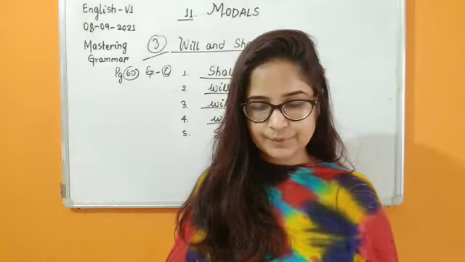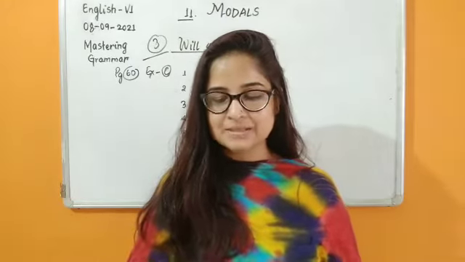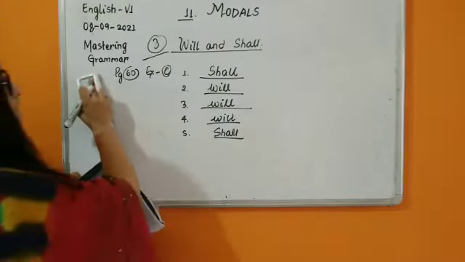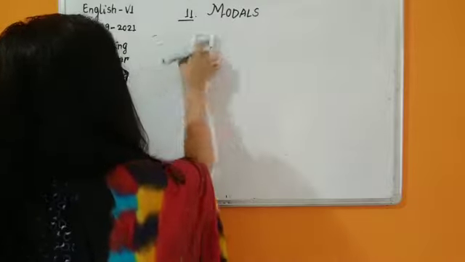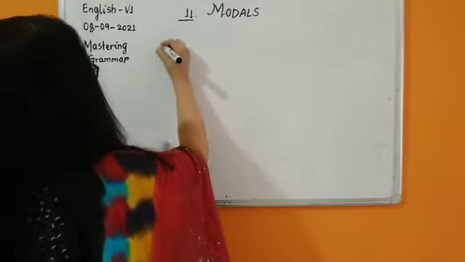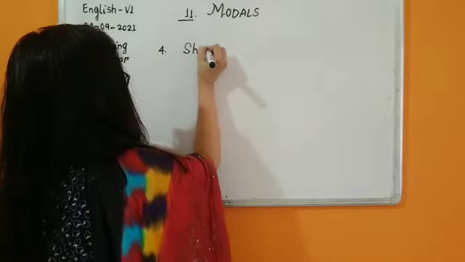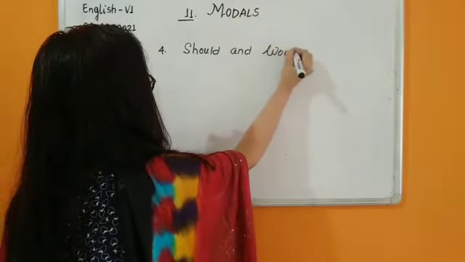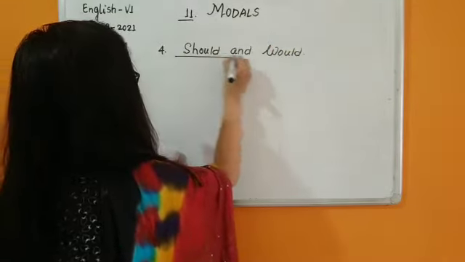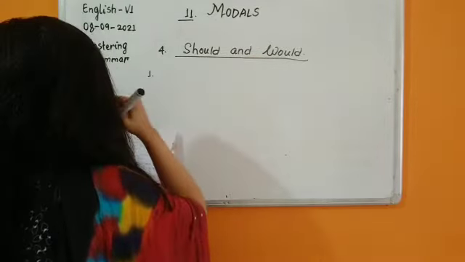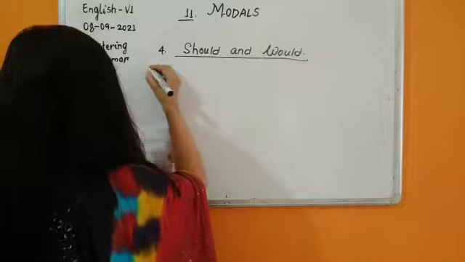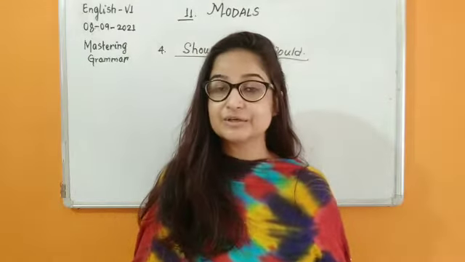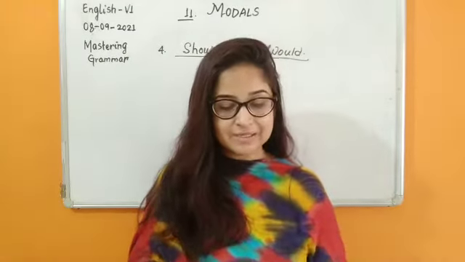Should is used as a past. I hope you have finished this, children. Should and would. Number 4. Okay, so yes, we are going to study should and would. Should is used as a past equivalent of shall. Yes, whenever you're referring to the past, you can use should.